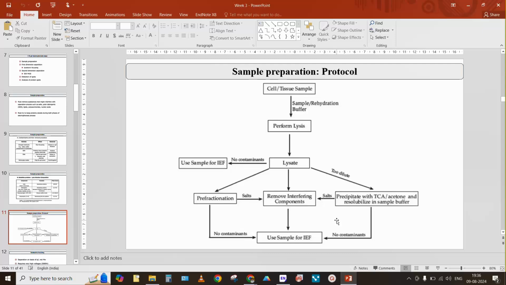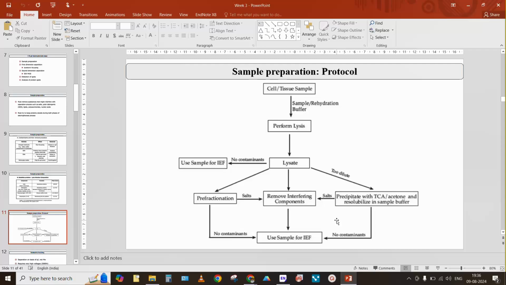The next step is removal of insoluble material. We centrifuge the lysate at high speed for 15 to 30 minutes at 4 degrees Celsius. This pellets cell debris, DNA and other insoluble material, and we carefully collect the supernatant, which contains the solubilized proteins, without disturbing the pellet.